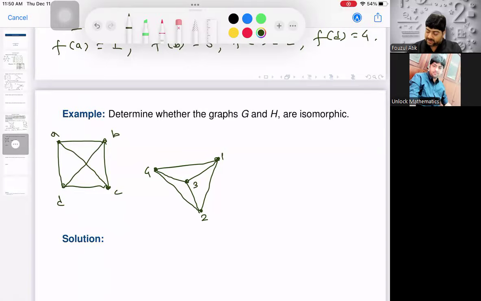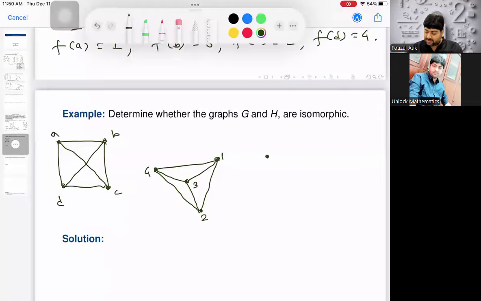I'm giving one more example. You check whether these two graphs are isomorphic or not. See, if they are isomorphic, all properties will be satisfied: number of vertices, number of edges, number of cycles, bipartiteness, completeness, connectedness, everything will be satisfied, right? So I'm giving some examples. You can check and tell me whether these graphs are isomorphic or not.